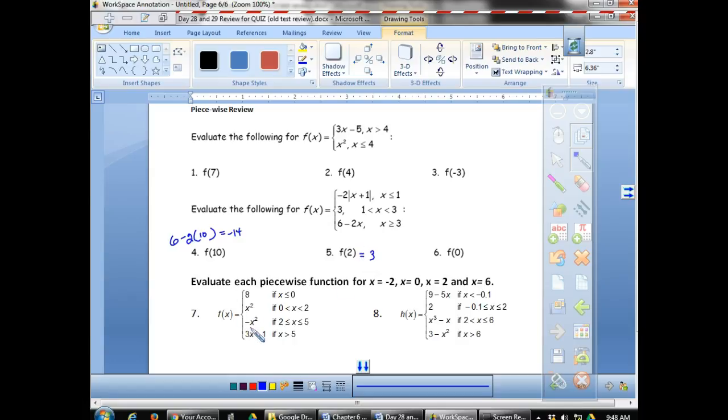The one I'll do down here is I want to either evaluate -2, 0, 2, or 6. I'm going to do all of them eventually, but I'm going to pick 2. I want to look at 2, and the reason is this presents a challenging situation. I know it falls into this domain because 2 is equal, obviously, to 2 right here.